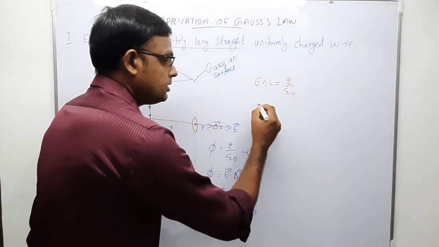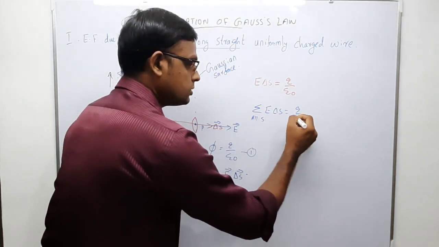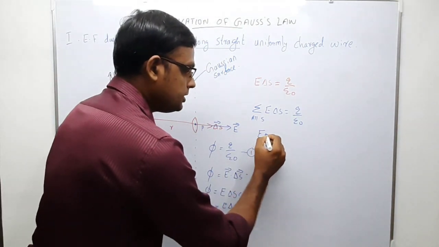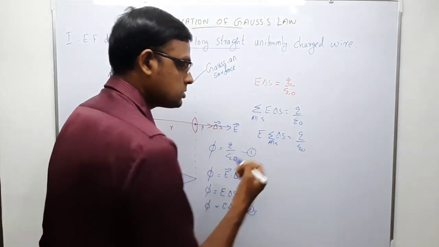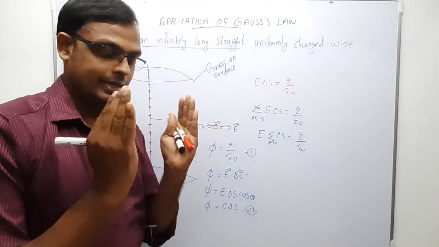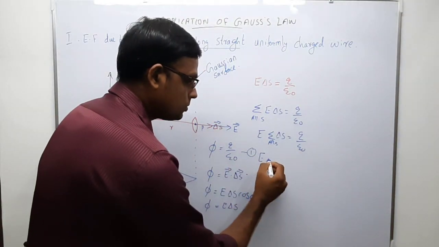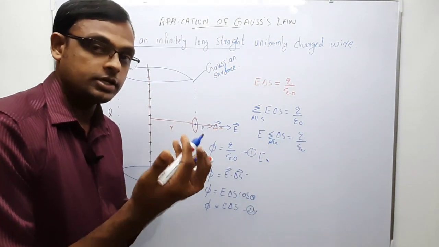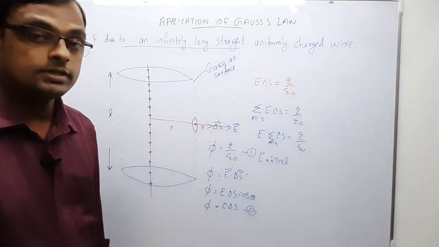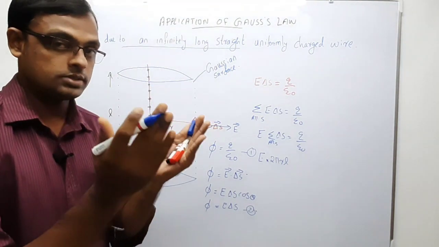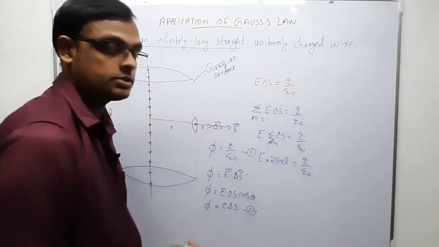If you find the whole area, what does the equation become? You have to use summation over all the surface, E into delta S is equal to Q by epsilon 0. That is E into summation of all surface delta S is equal to Q by epsilon 0. So what is the total surface area of the cylinder? E into summation means the entire area; we could use integration also, but we are using summation. So E into 2 pi R L, that is the outer surface of the cylinder, which is equal to Q divided by epsilon 0.